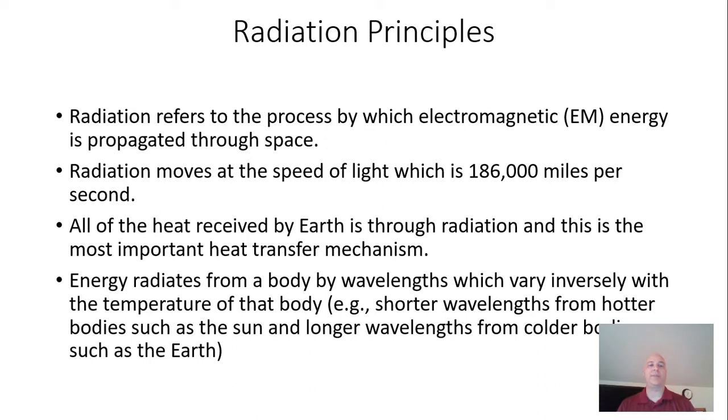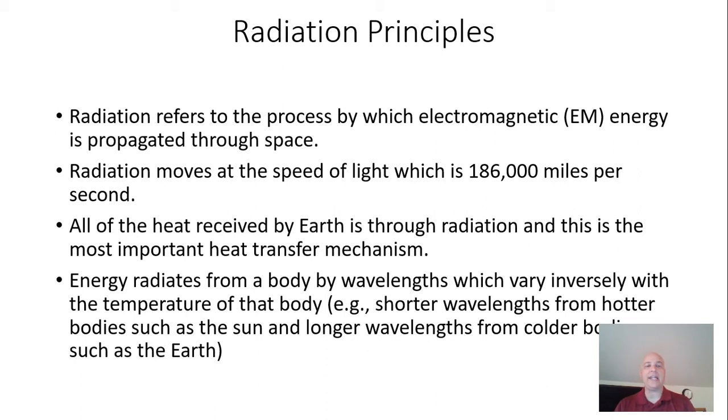Radiation moves at the speed of light, which is 186,000 miles per second. Can you imagine that? 186,000 miles per second? That's phenomenal speed. Now, all of the heat received by Earth is through the process of radiation, and this is the most important heat transfer mechanism out of all of them. And at the end of this, I'll briefly describe the different heat transfer mechanisms of the atmosphere.